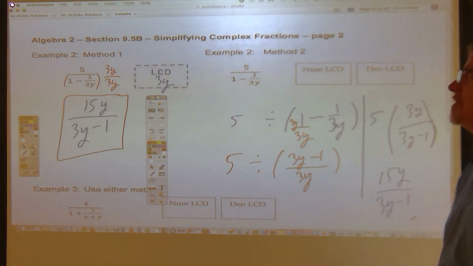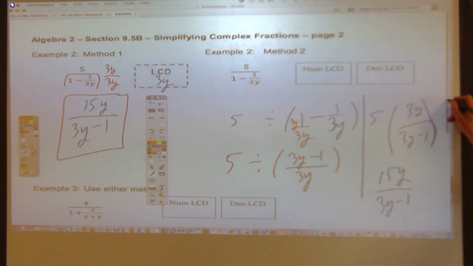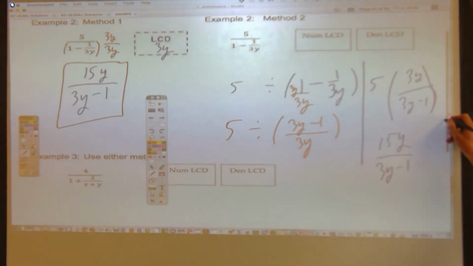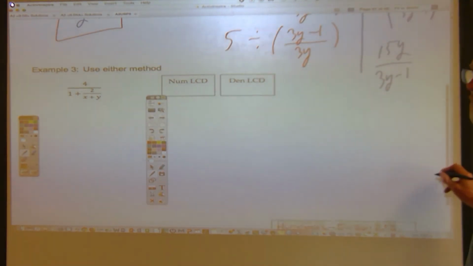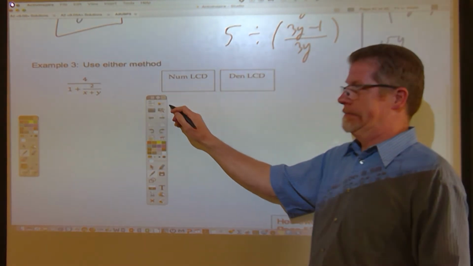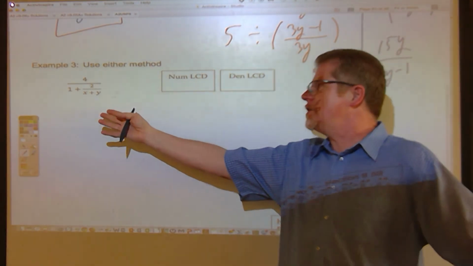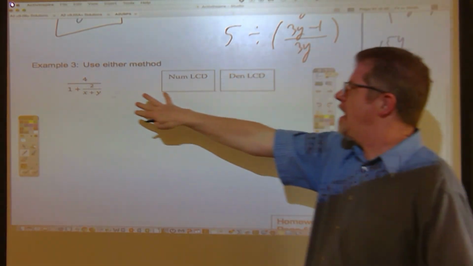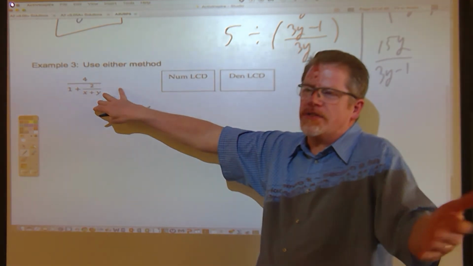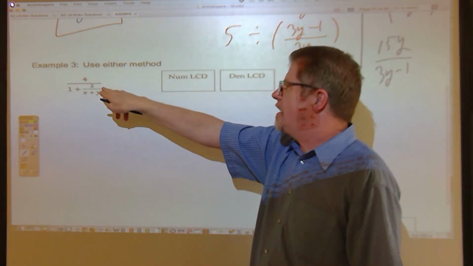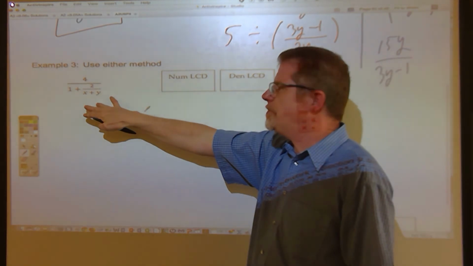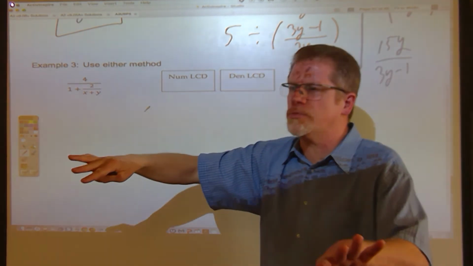Second call for questions on example 2. Okay. Now, is this our last example of the day? Okay, you can use either method. I don't care which method you use. Go ahead and pull something out of the hat to get example 3 done. Give it a go. I'm just going to tour the room, see how you're doing.